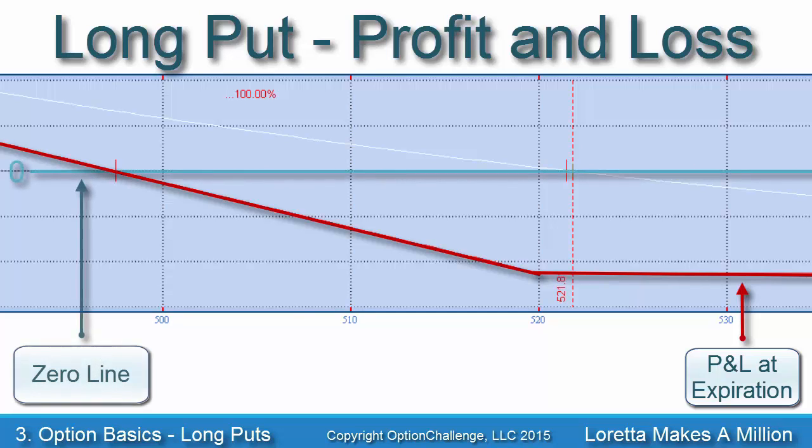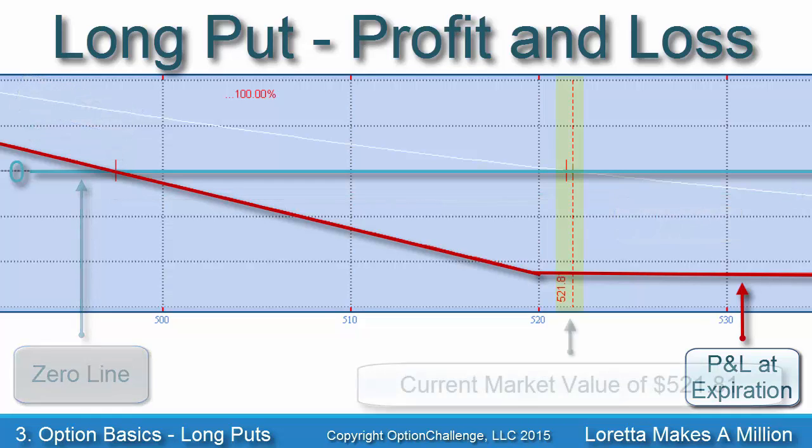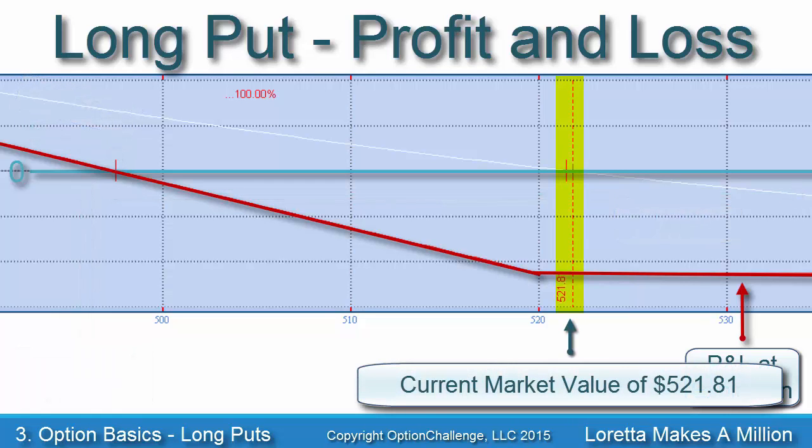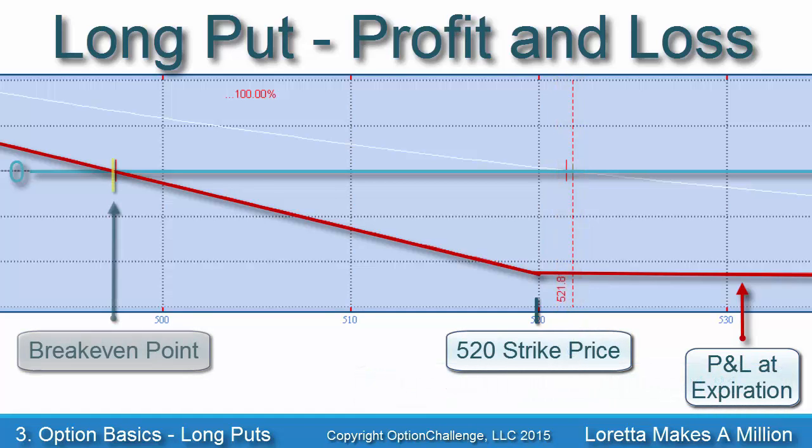Here is the zero line. Any point above the zero line is profit, and any point below the zero line is loss. The dashed red line represents the price that the stock is currently trading at. In this case, it is $521.81. Here is the strike price. Here is the break-even point.